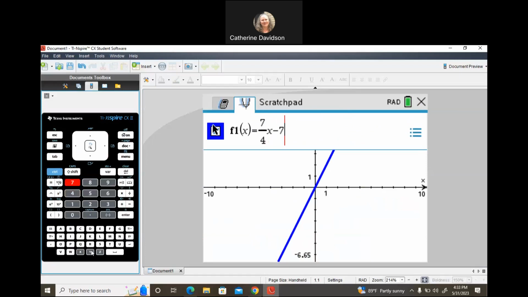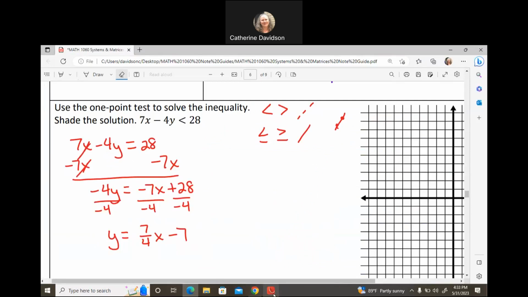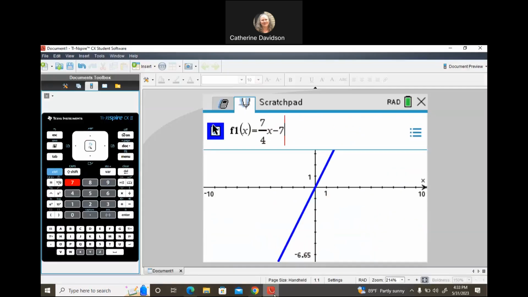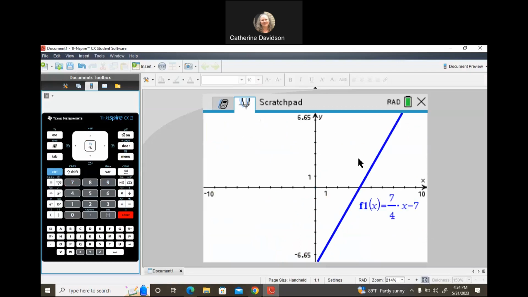I'm going to flip over real quick just to double check myself. 7/4x minus 7. All right. Make sure you arrow to the right to get the x to the right of the fraction bar. It does not need to be underneath there with the 4. Once you get the equation, you hit enter, and then it graphs it for you.